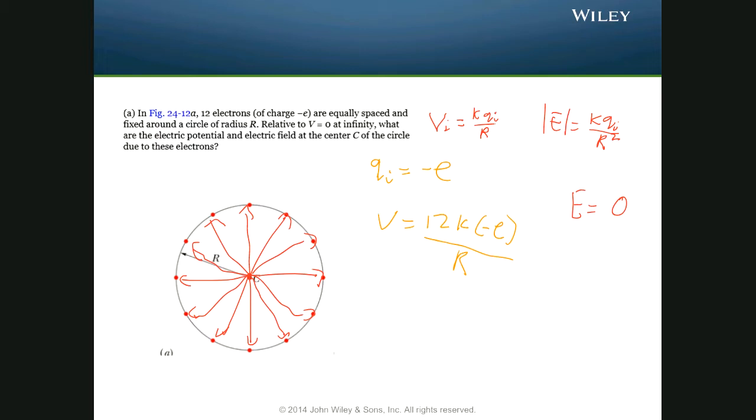So you'll notice we do have a potential value at the center, but we do not have an electric field value, because it cancels out. Now what we're going to do, and this is the interesting part of the problem, is not that part, but part B.